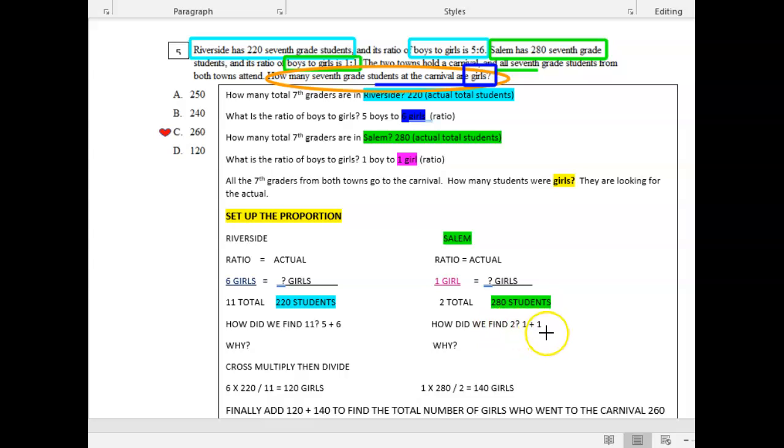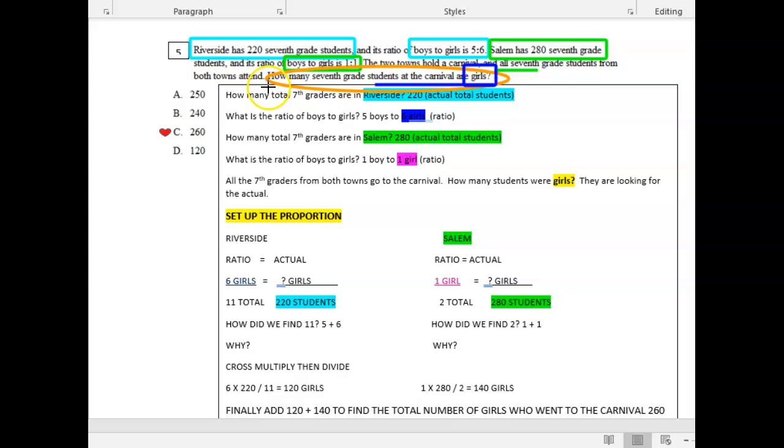We're adding both parts of our ratio. 1 to 1 is 1 plus 1, which is 2 total students in the ratio. So for every 2 total students, one of them is going to be a girl. So now cross multiply, then divide. 280 times 1 divided by 2 is 140 girls at Salem.